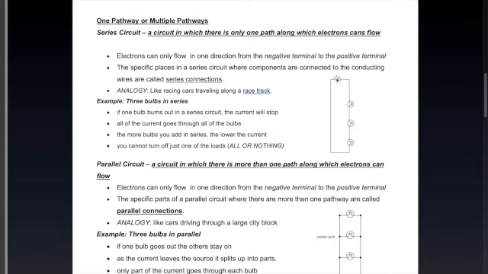So electrons can sort of get an idea, and if there's a breakage, they just don't bother going. That's part of the reason why, if this third bulb were burnt out, you wouldn't see just these two working. If any of them are burnt out, none of them work. All the current goes through all the bulbs, and the more bulbs you add, the lower the current gets, and you can't turn off just one of the loads. It's all or nothing, right?